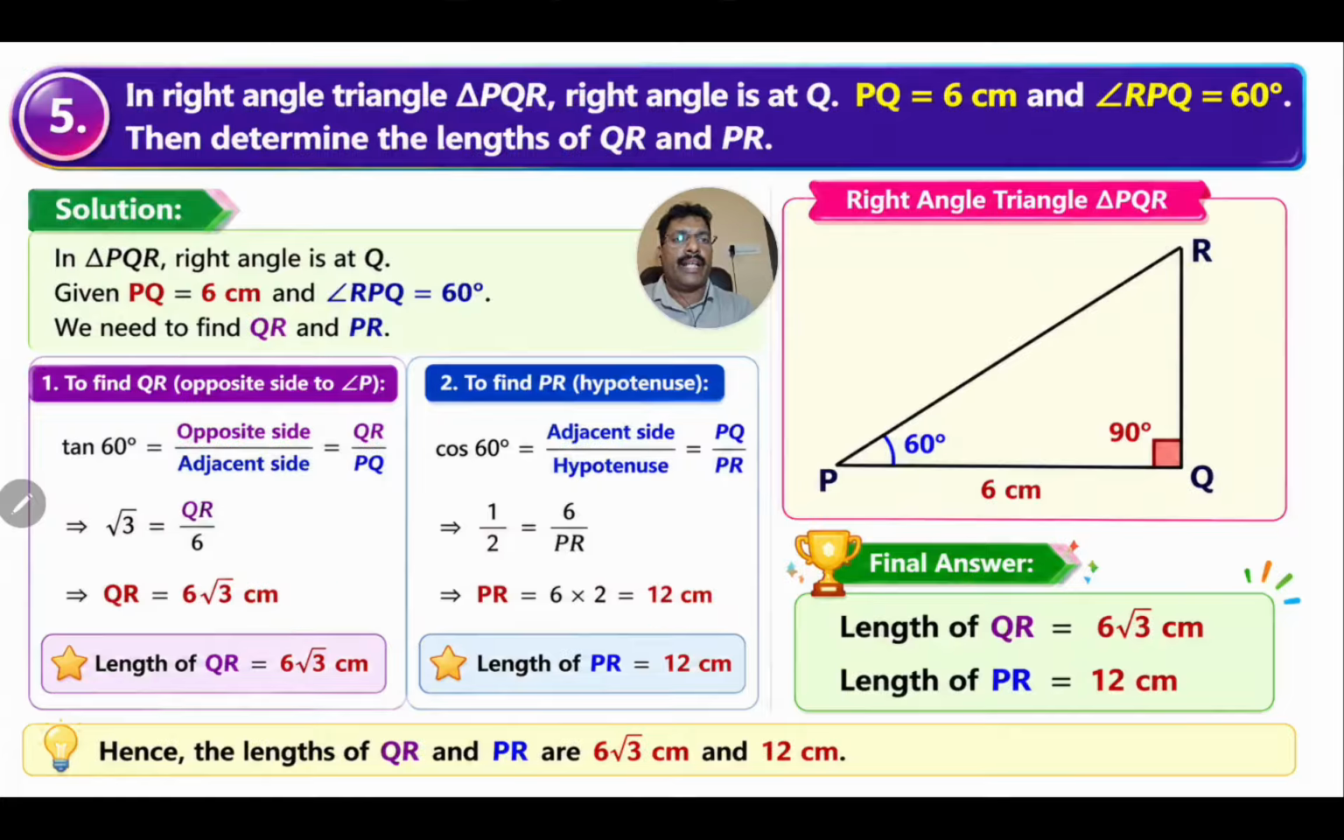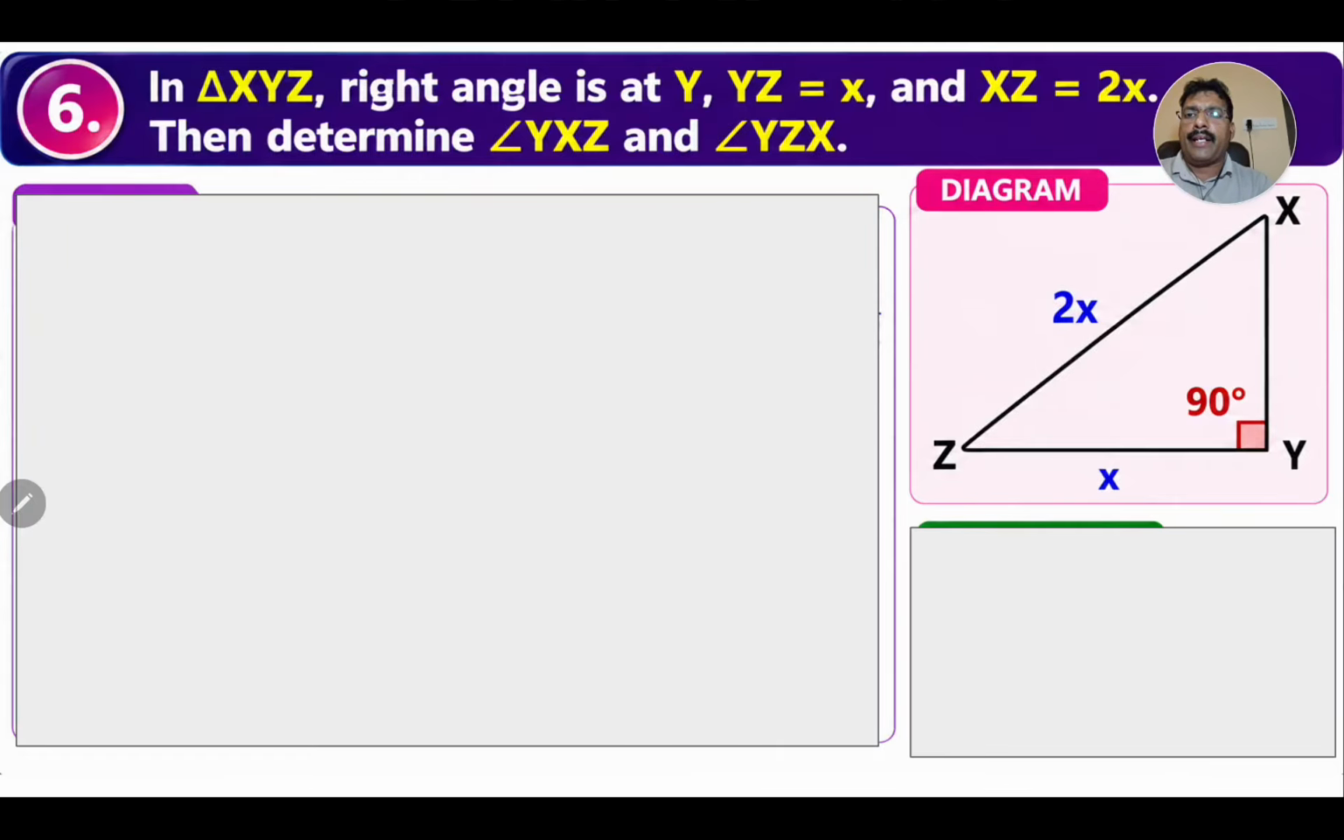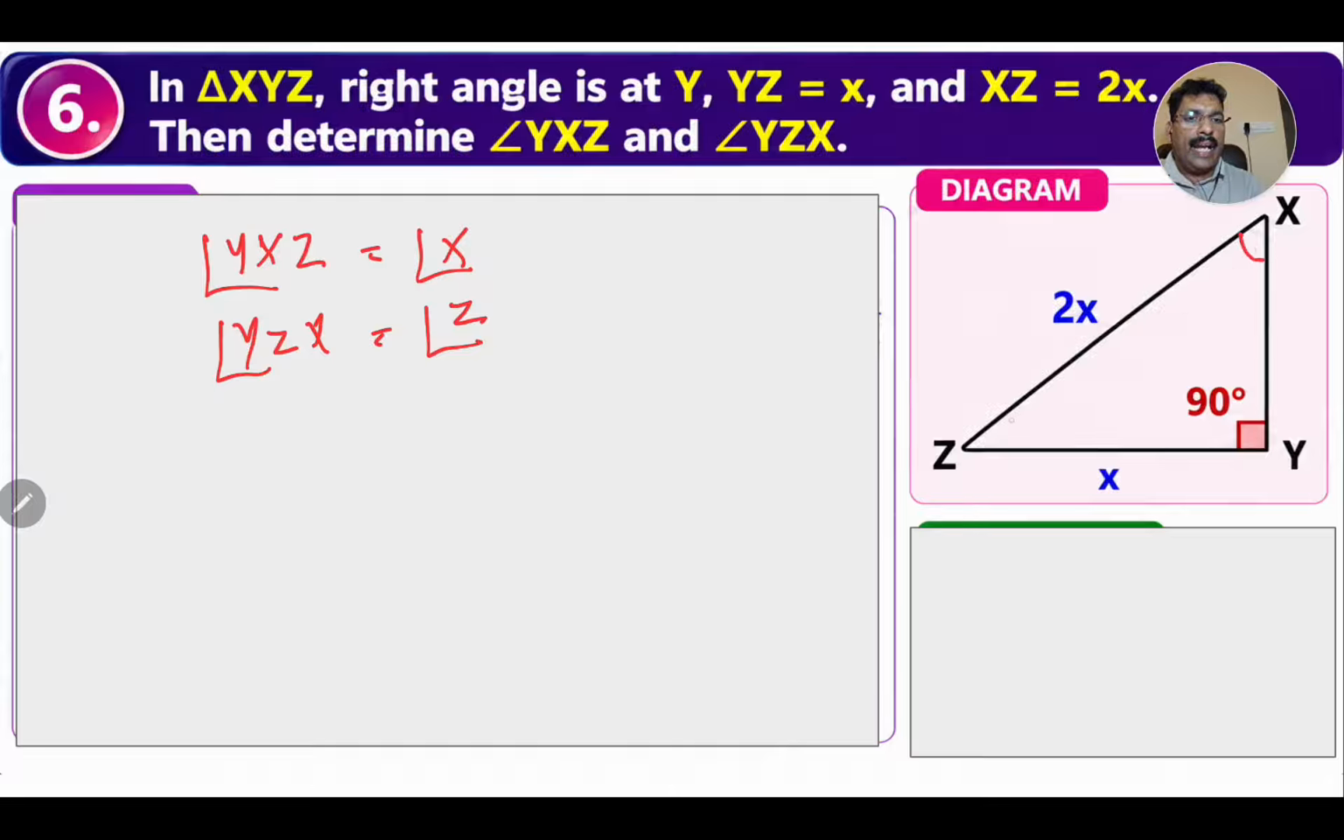Next, we will go for the next question. See here, in triangle XYZ, right angle is at Y, YZ is equal to x and XZ is equal to 2x. Determine angle YXZ and angle YZX. Just now I said in the previous problem, angle YXZ means the middle letter is X, so angle X you have to find. Angle YZX, here the middle letter is Z, so angle Z you have to find.